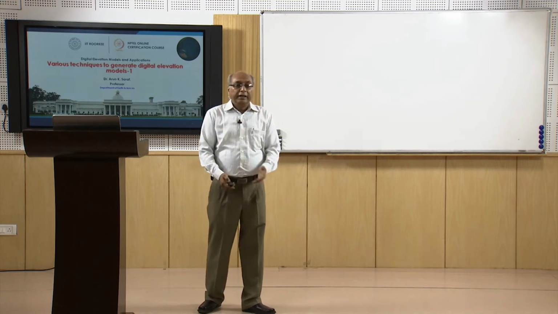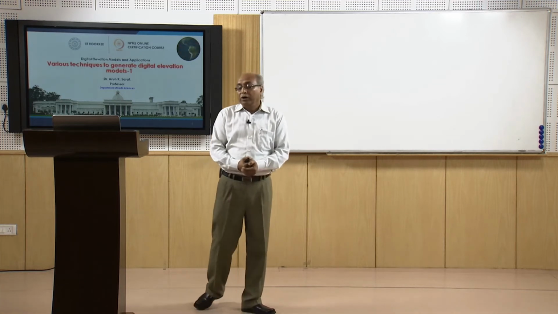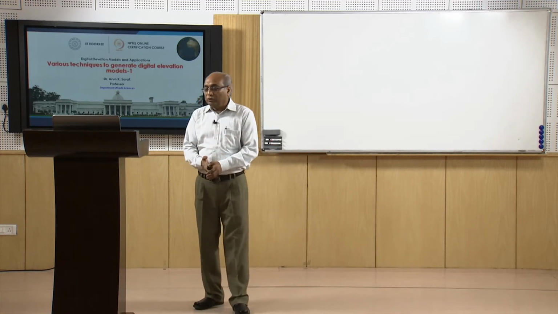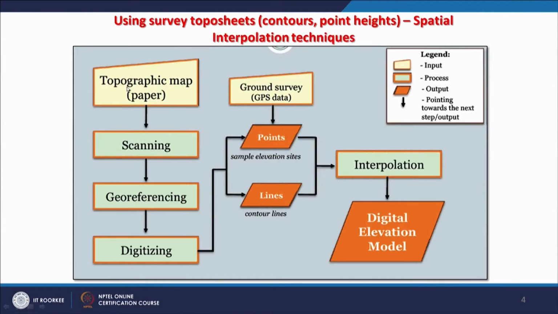This is the typical flow diagram of the processes involved in creating a digital elevation model using topographic maps. The first step is topographic maps; nowadays a lot of topographic maps are available in digital form. So basically we need the contours or point heights extracted from those topographic maps.